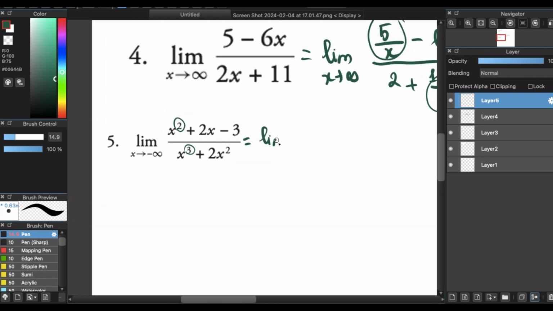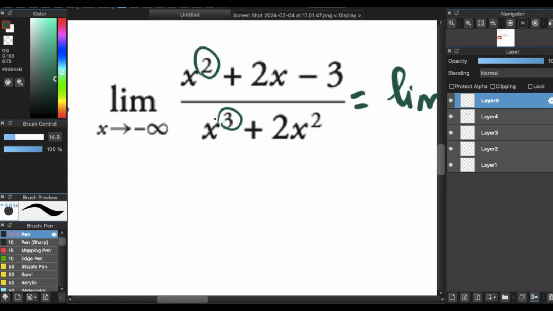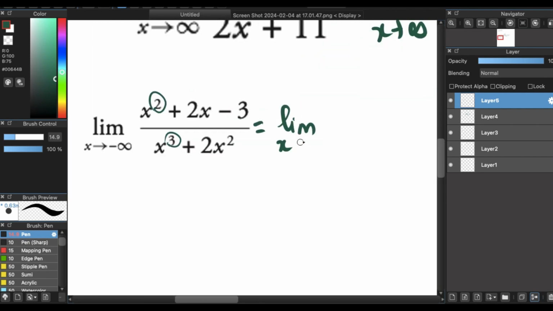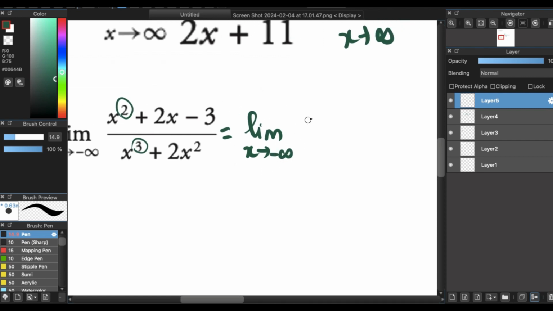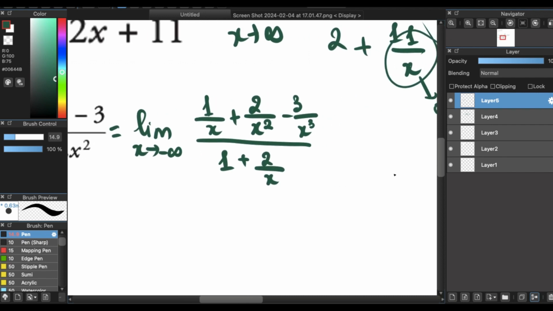So I'm going to rewrite this. Remember, notice this minus symbol, okay? Because in some cases, it's going to affect our answer. So I'm going to rewrite the function like this. As you can see, I'm dividing everything with respect to x cubed, and I obtain this.